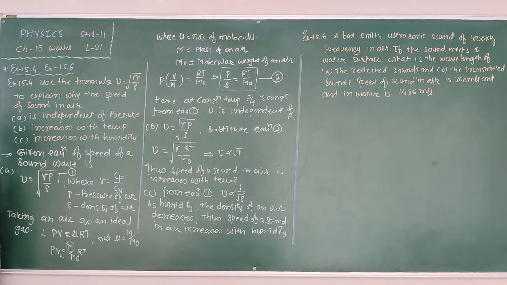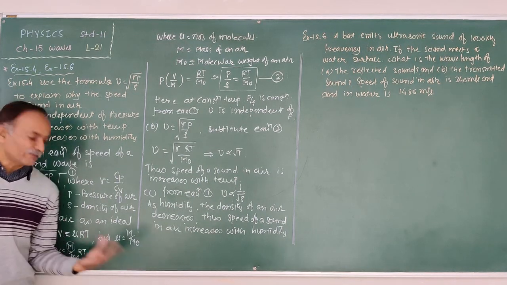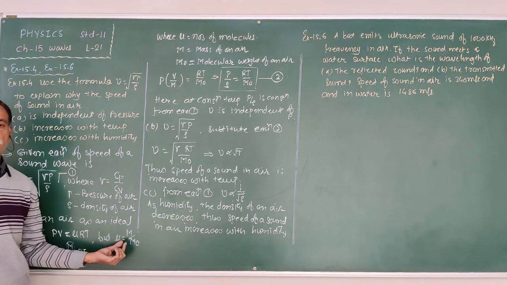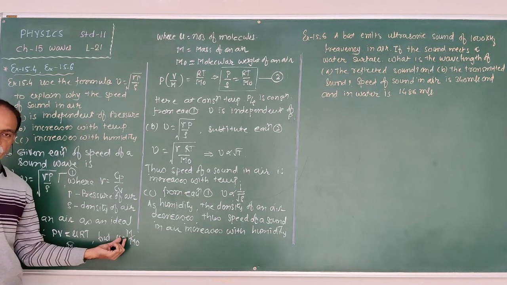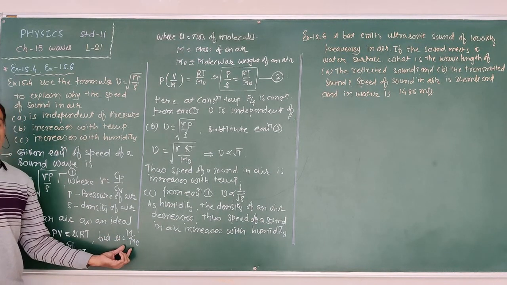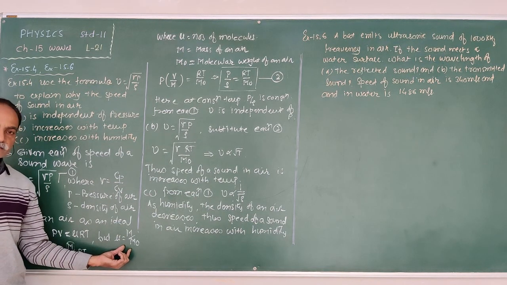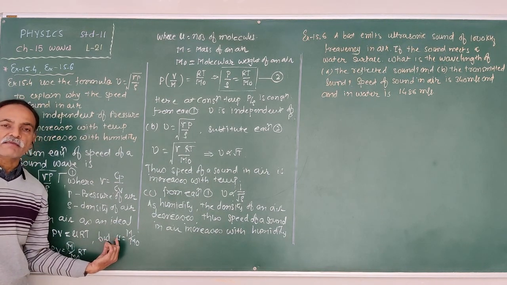We learned about this ratio gamma in thermodynamics. Now P is the pressure of air and rho is the density of the air medium. Taking air as an ideal gas, the equation of state is PV is equal to mu RT. Mu is the quantity of a gas, that is, the ratio of the mass of a given air to the molecular weight of air. That gives the quantity or the amount of the air medium.